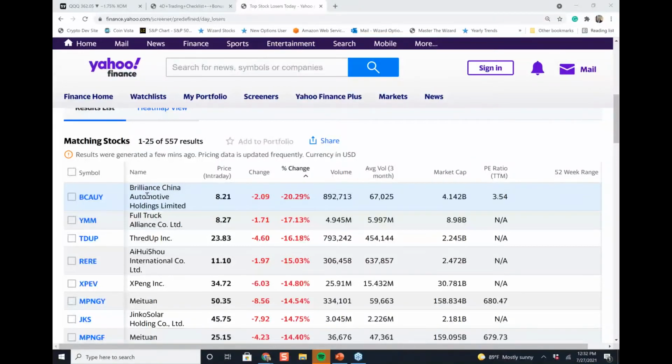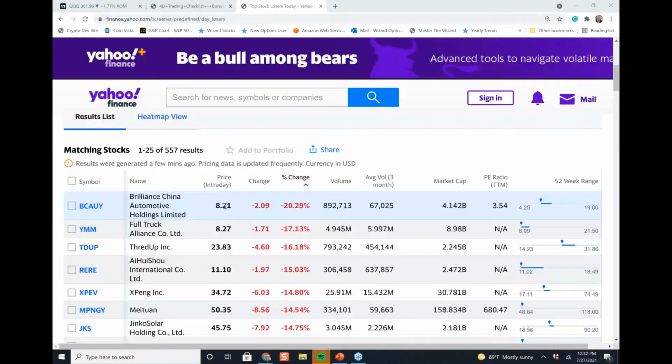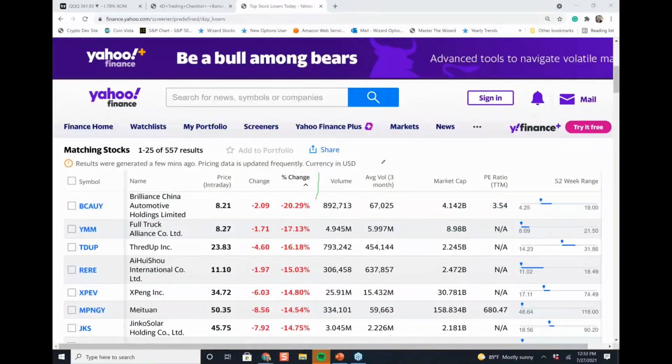This is where I want you to really focus. This is where the magic is. This is where we start to define volume surge. The volume is the data of the number of shares traded today. For Brilliance China Automotive Holdings, 892,000 shares traded today. May sound like a lot, may sound like a little. It's all based on your interpretation. We need to have something to measure today against.